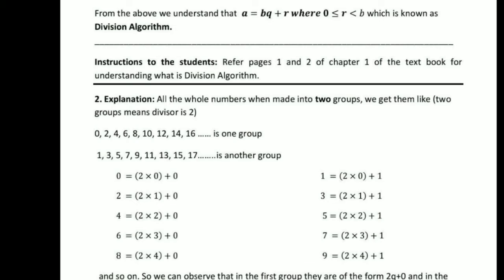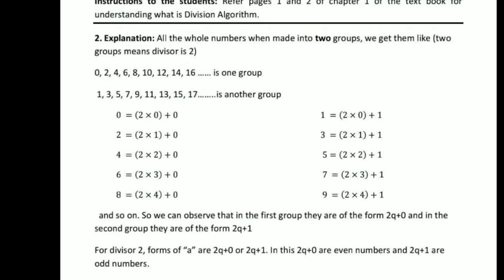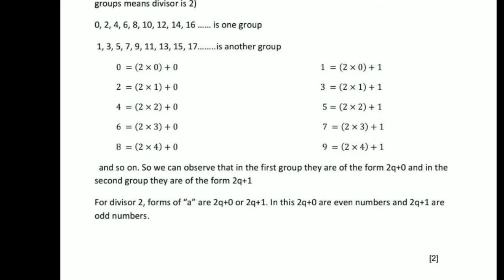So what's the pattern? We can observe that the first group is of the form 2q plus 0. Here in all the numbers we are taking 2 as the divisor, that's why 2q plus 0 is for the even number part, that is the first group, and the second group is of the form 2q plus 1. You can easily write general forms like that. Okay, so for divisor 2, the form of A, where A is any integer, the general form is written with A as the integer.